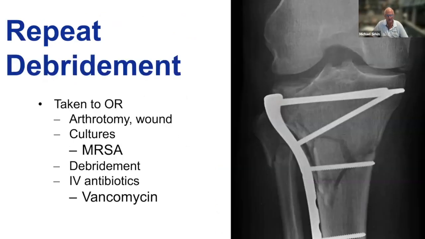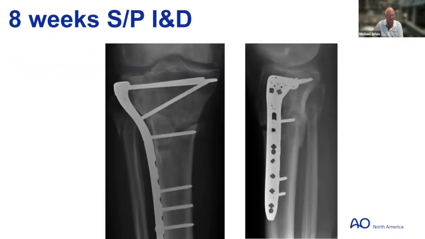And repeat debridements. I said I usually do at least 2 when there's purulence. You saw the extent of the infection to here. His cultures were MRSA. Debridement, IV vancomycin, and then vancomycin directly in the wound because there was not good soft tissue in this older gentleman. Here he is at 8 weeks, status post I&D. No, I did not change the reduction.